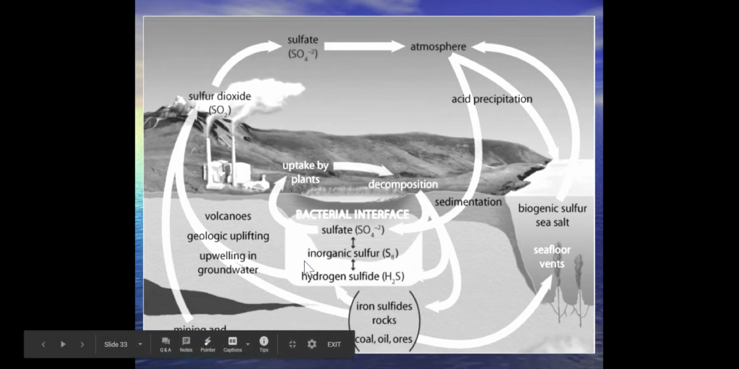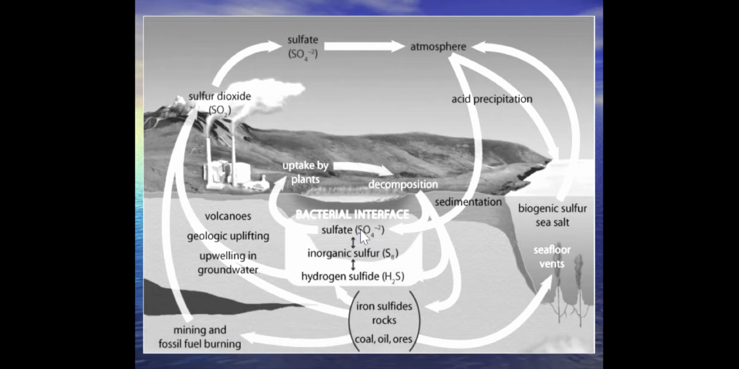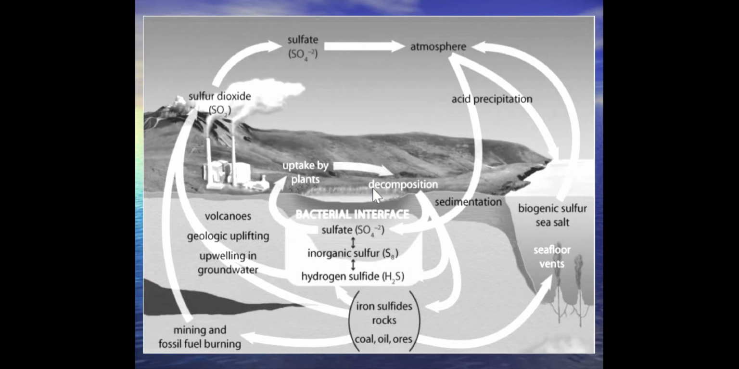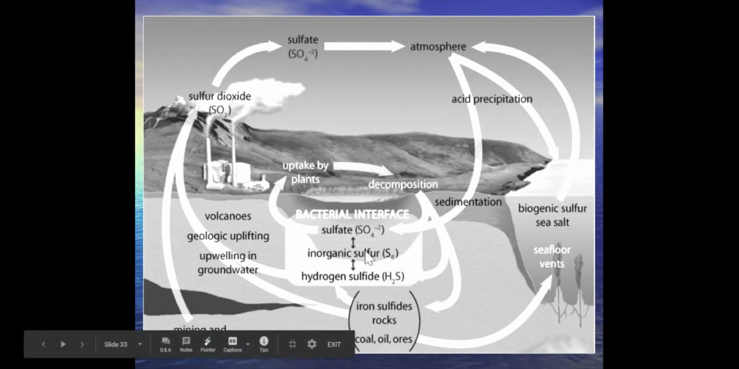So we have a bacteria that is responsible for this whole interface here. From an unusable material to a usable material, that sulfate is something that plants can take up, or hydrogen sulfide, depending on where they're located. Decomposition occurs, and so we can continue to go through this cycle, or this hydrogen sulfide or inorganic sulfur can come up through the ground, through volcanoes, geological uplifting and upwelling in groundwater, and then once it's released as a gas, becomes sulfur dioxide, and then sulfate as an ion before it comes back down to our Earth.